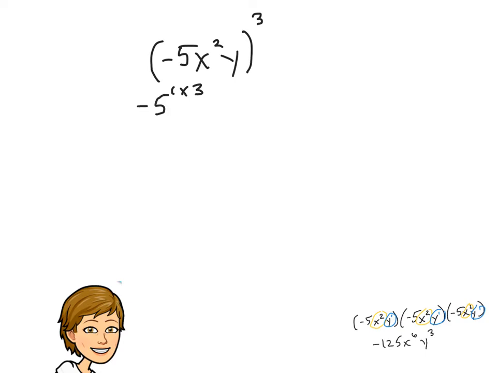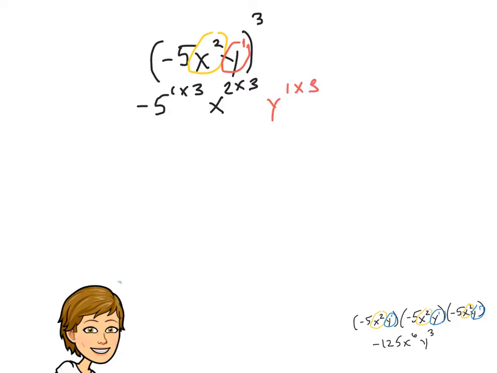Then let's think about the next one. We have x squared, times that outside power. And then last, we have this one here, y, which we know has a 1. So y to the 1 times the third power.